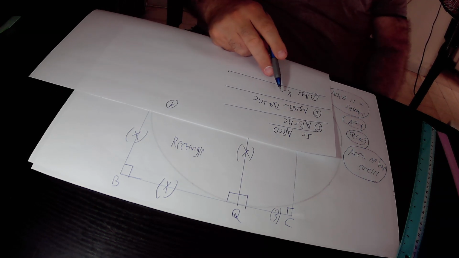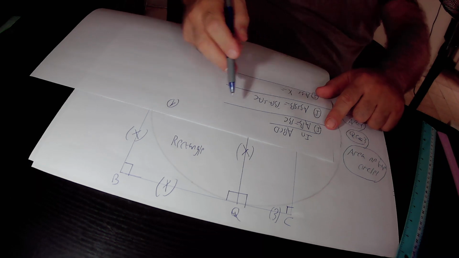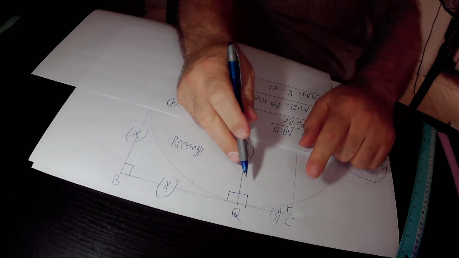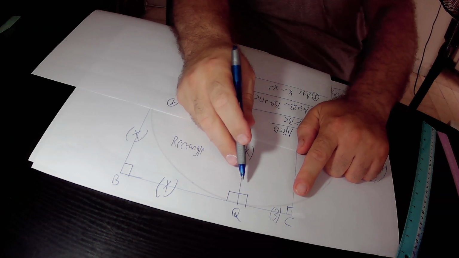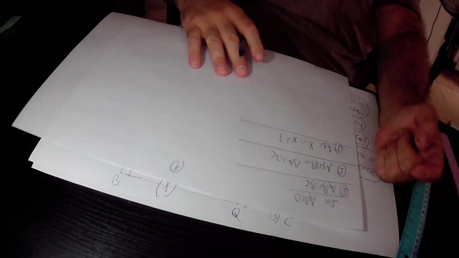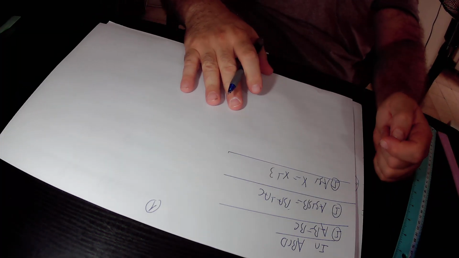And AS plus SB equals BQ plus QC. BQ is also X, plus QC. QC equals 3 units in its length according to what is given in the question. So according to equation 1, we found that AS plus X equals X plus 3.